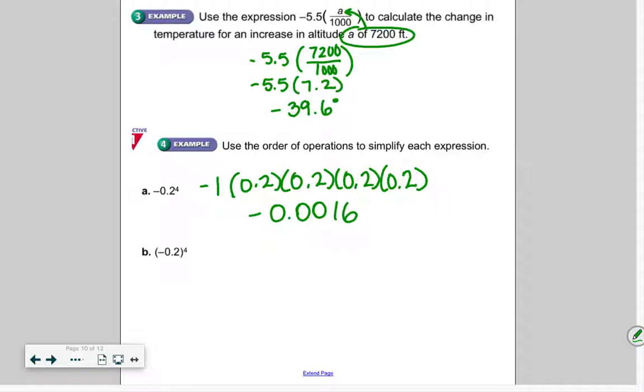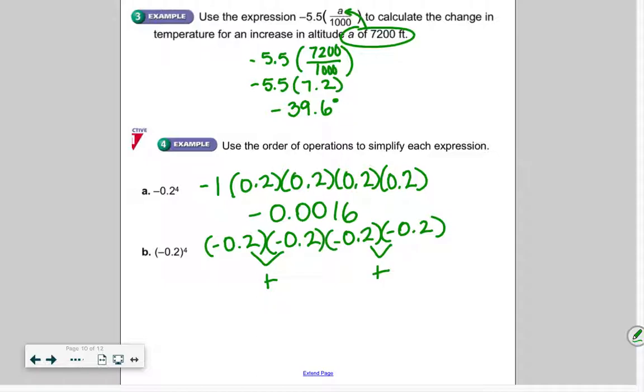On the contrary, if I have that negative 2/10 inside parentheses, what kind of an answer is this going to be? Positive. This will now result in a positive answer because you're taking a negative times a negative, which is going to be a positive. So the answer here is a positive 16 10,000ths. You have to pay attention to whether or not that base is inside parentheses. If there are no parentheses, the negative is not part of the exponent. A and B are not the same type of question.